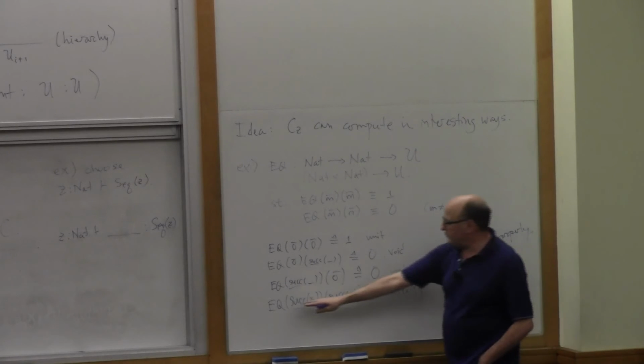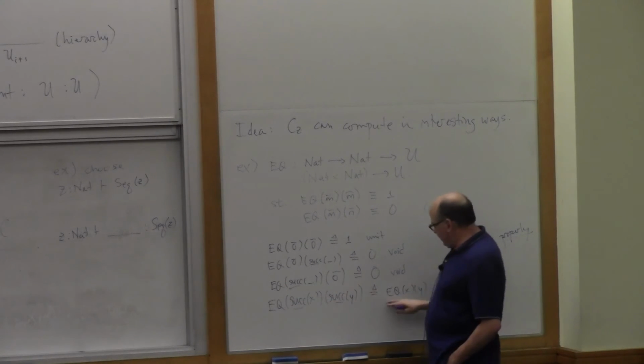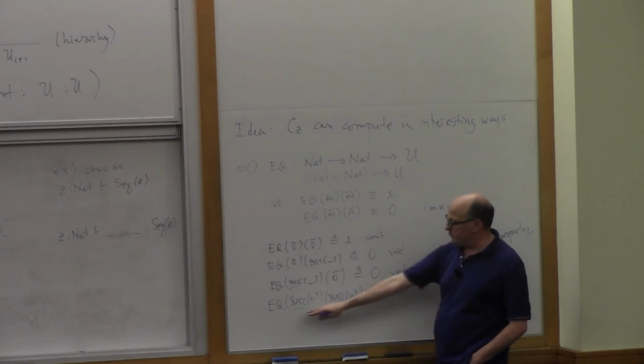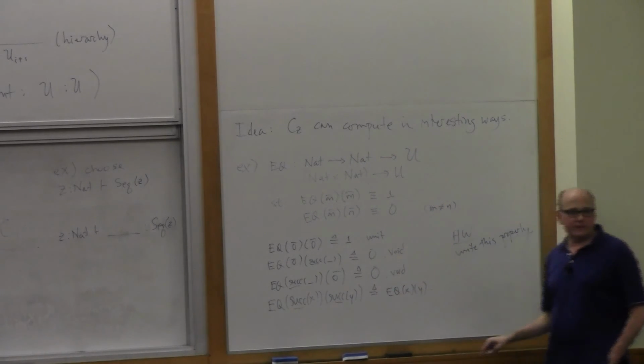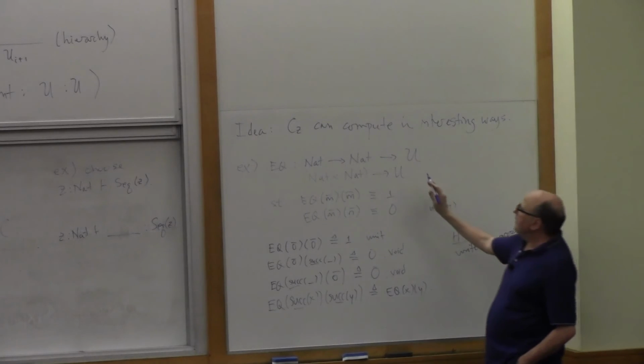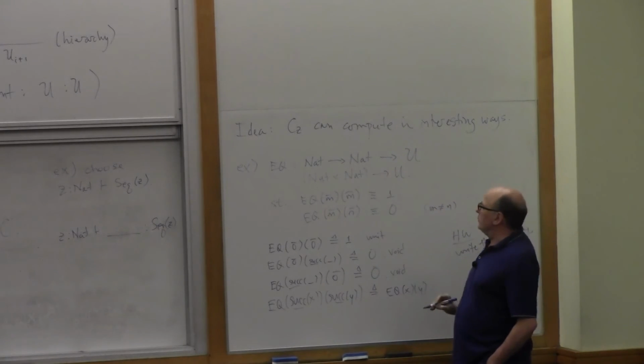Two successors are equal. If this is inhabited, then this will be inhabited, and if this is not inhabited, this won't be. That's the idea. So I'm not computing a Boolean, right? I'm computing a type. So I want a type that expresses that its arguments are equal or not.